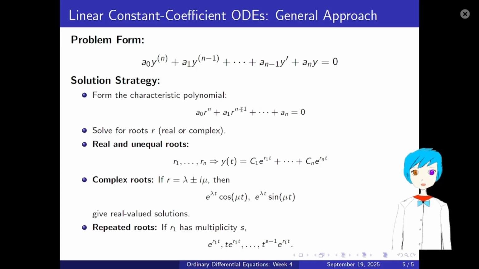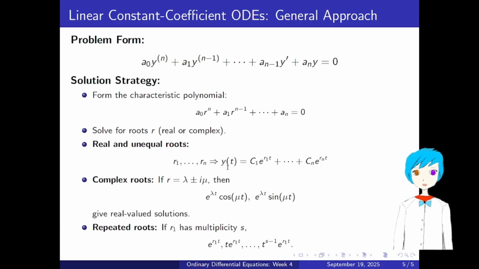Finally, for the linear constant coefficient ODEs, we can generally solve them. So the problem looks like this. All the coefficients are constants, and we assume that a0, the coefficient for the highest order derivative, is non-zero. First, we form the characteristic polynomial. Basically, we replace y^(n) with r^n, y^(n-1) with r^(n-1), and so on. We solve this to find the roots.